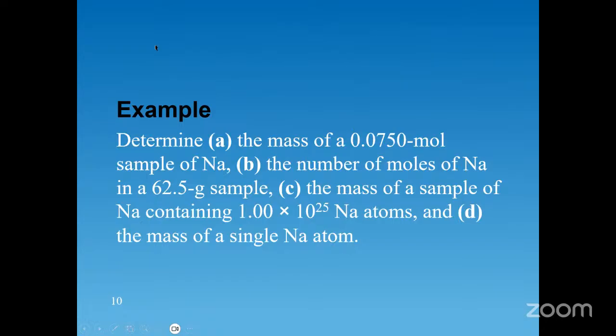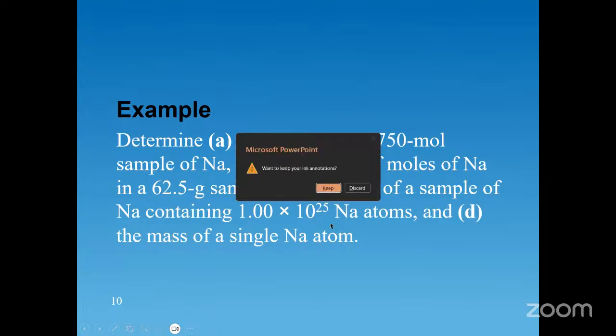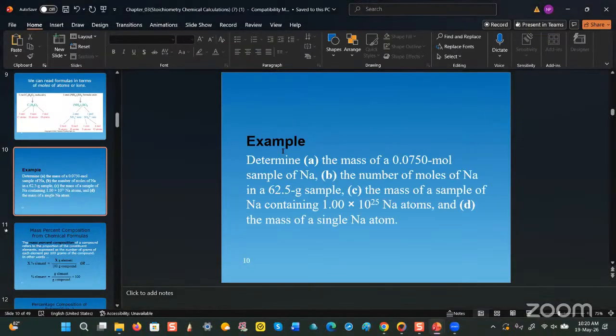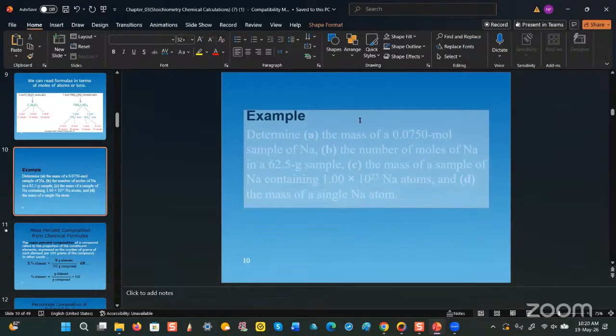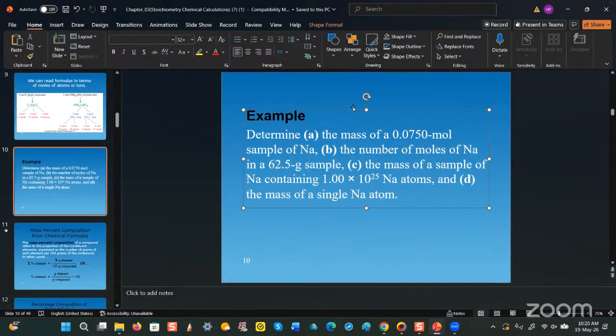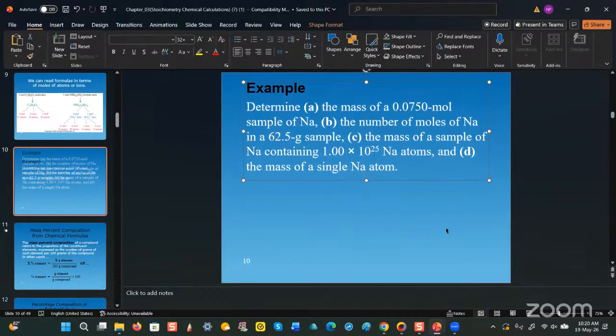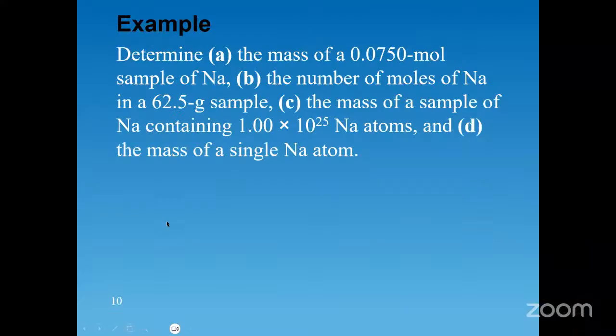All right, so I think I'm going to do this here. Oops, sorry. What I'm going to do is move this up a bit to create more space below. Okay. All right.